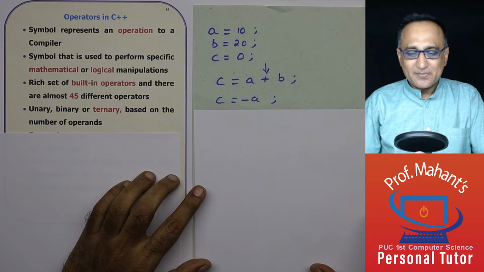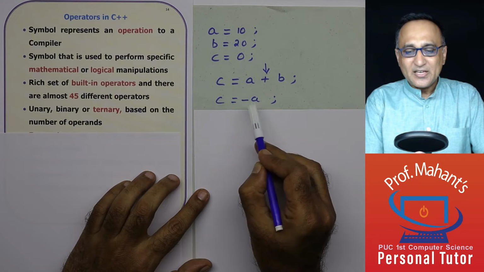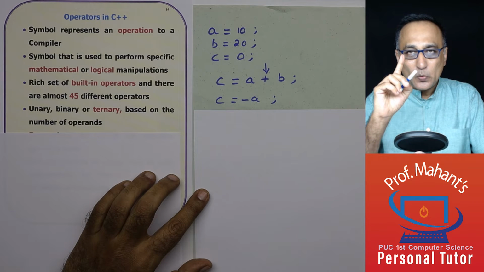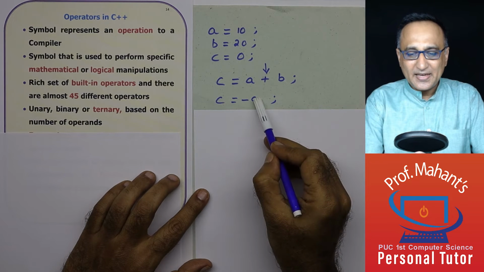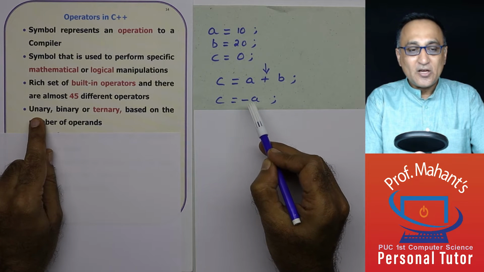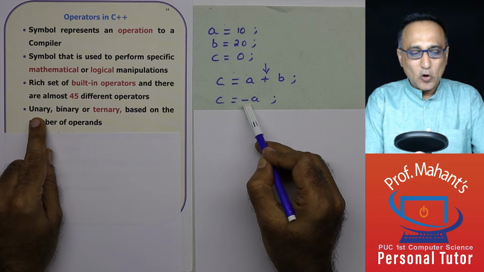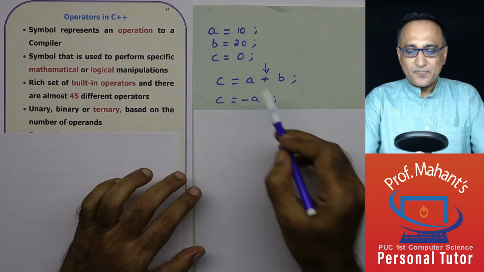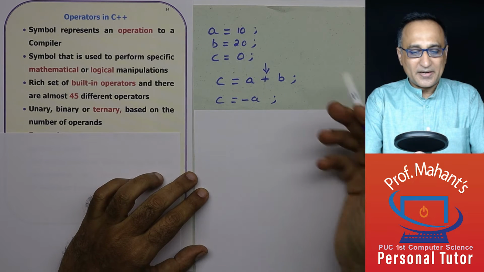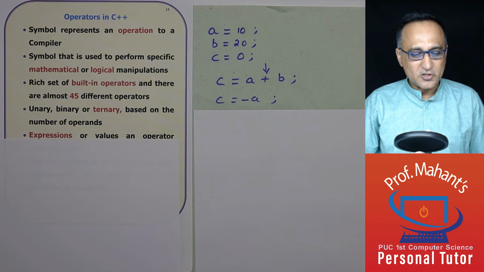Now let us say I do something like this. I say C is equal to minus of A. Now this minus is acting on only a single variable A. Therefore, minus in this case is an example of a unary operator. This is a binary operator. This is a unary operator. So A and B are operands. Minus and plus are operators. We'll discuss the ternary operator in the next few sessions.